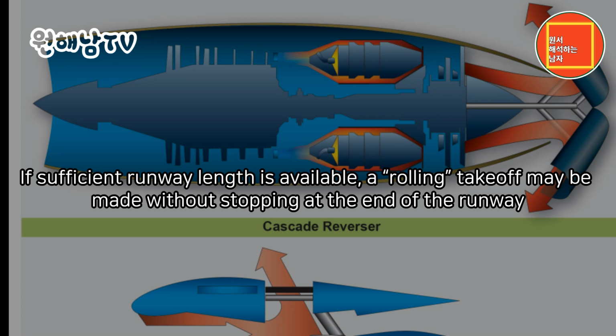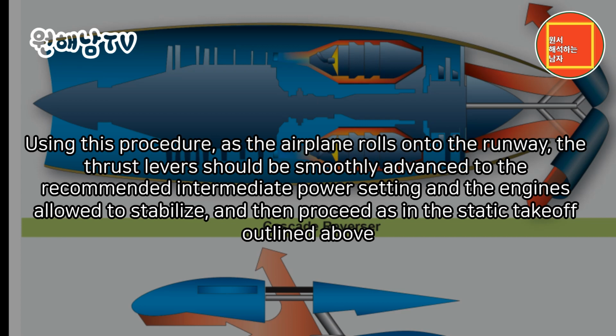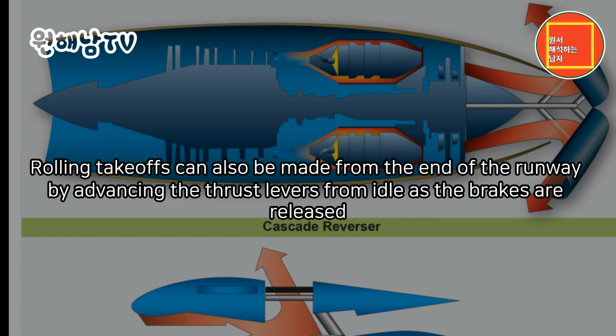the runway. Using this procedure, as the airplane rolls onto the runway, the thrust levers should be smoothly advanced to the recommended intermediate power setting, and the engines allowed to stabilize, and then proceed as in the static takeoff outlined above. Rolling takeoffs can also be made from the end of the runway by advancing the thrust levers from idle as the brakes are released.